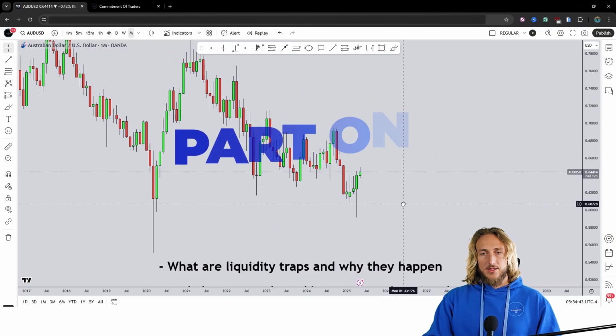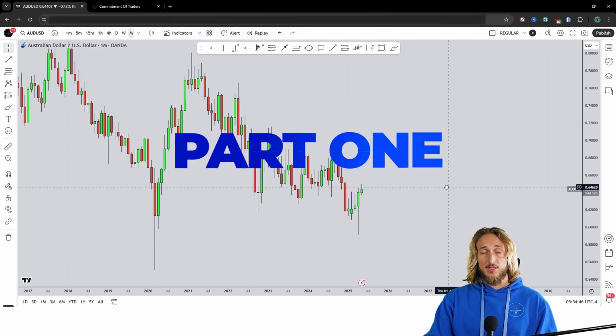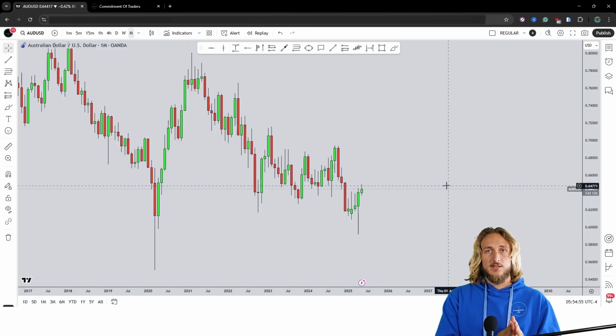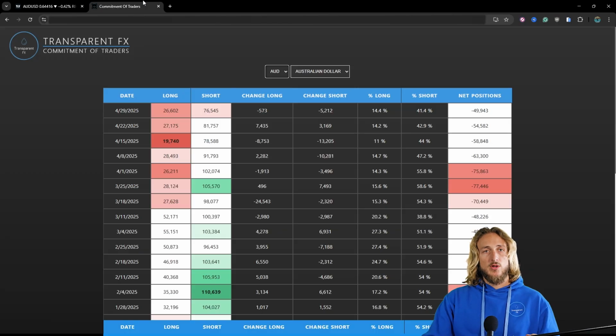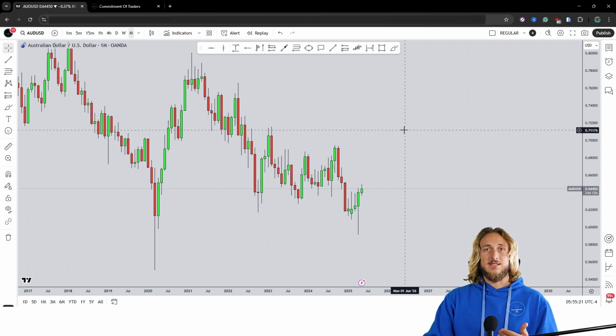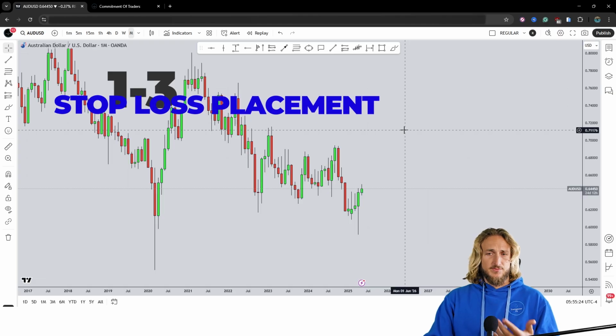So what are liquidity traps and why do they happen? Well, liquidity traps happen because, as you know, in the market, for every buyer there needs to be a seller, and for every seller there needs to be a buyer. And as we know from institutional positioning, institutions have huge amounts of orders and huge volume. It's not the same for them as for us to just press a button and the order is executed, because there needs to be enough liquidity in the market to actually absorb that order. Now, if there isn't enough liquidity in the market, what usually happens is stop loss hunting and essentially liquidity sweeps.